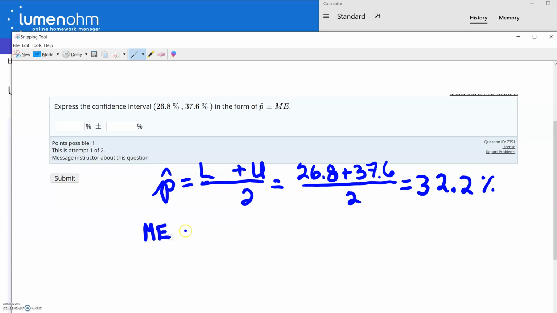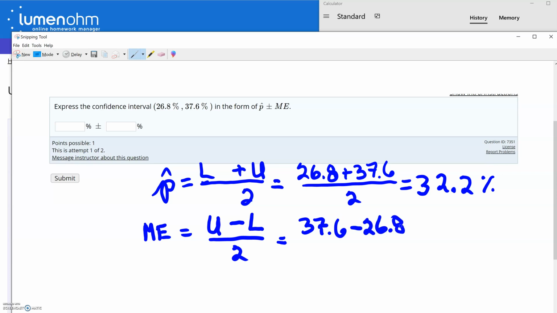ME is equal to half the distance between the upper and the lower. Because remember what the formula is. You got to add and subtract the margin of error to the 32.2 to get your upper and lower bounds. So in this case, what you're going to do is you're going to take the upper, subtract the lower, and divide by 2. So this would be 37.6 minus 26.8, all of that divided by 2.